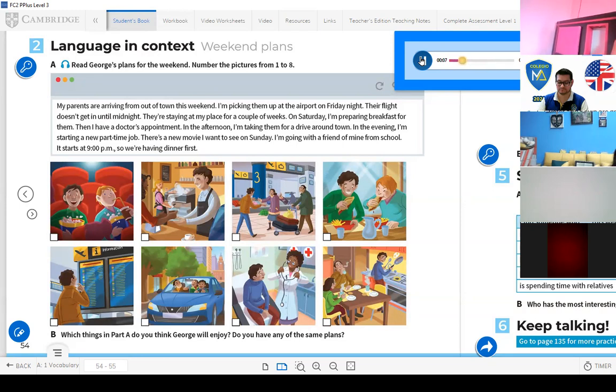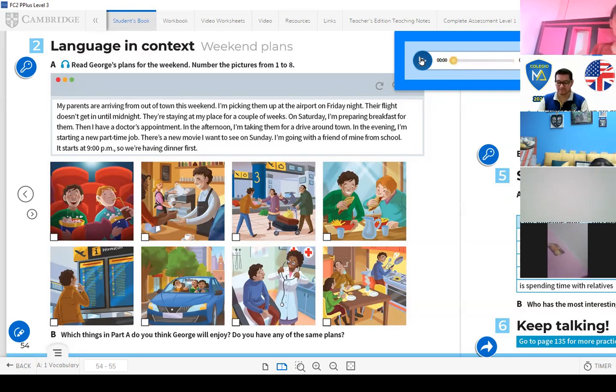Weekend plans. My parents are arriving from out of town this weekend. I'm picking them up at the airport on Friday night. Their flight doesn't get in until midnight. They're staying at my place for a couple of weeks. On Saturday, I'm preparing breakfast for them. Then I have a doctor's appointment. In the afternoon, I'm taking them for a drive around town. In the evening, I'm starting a new part-time job. There's a new movie I want to see on Sunday. I'm going with a friend of mine from school. It starts at 9 p.m., so we're having dinner first.